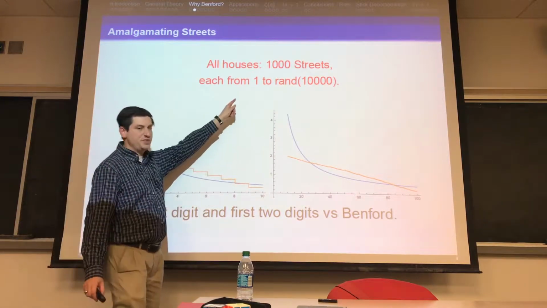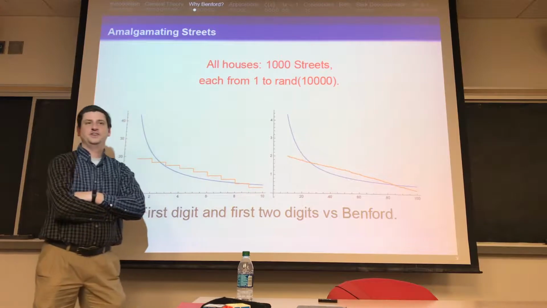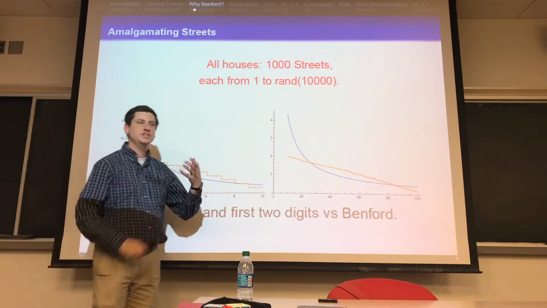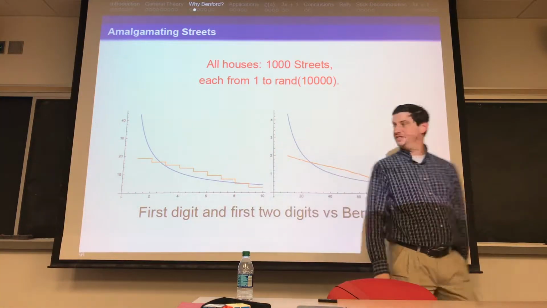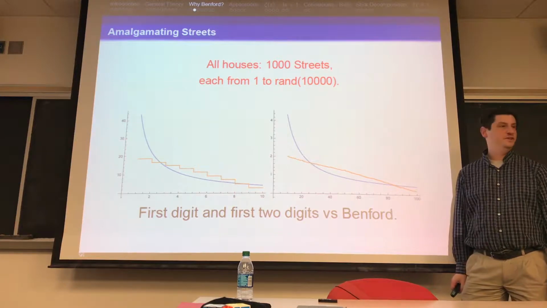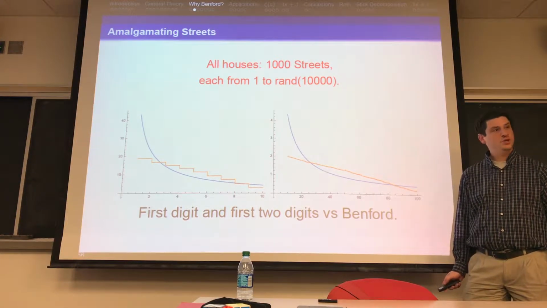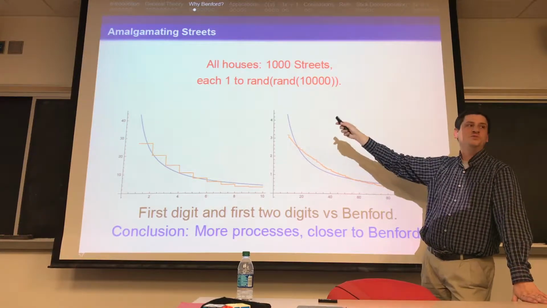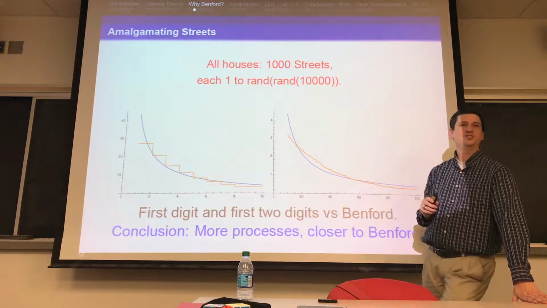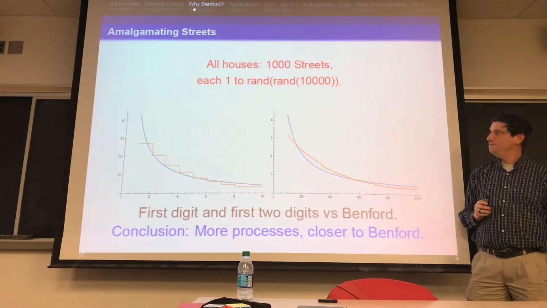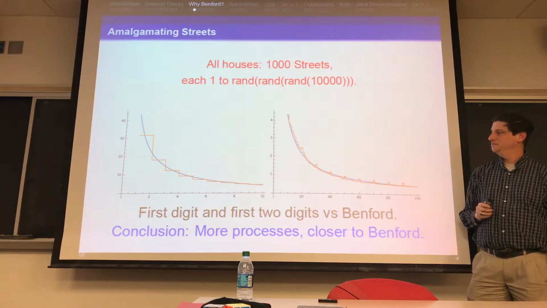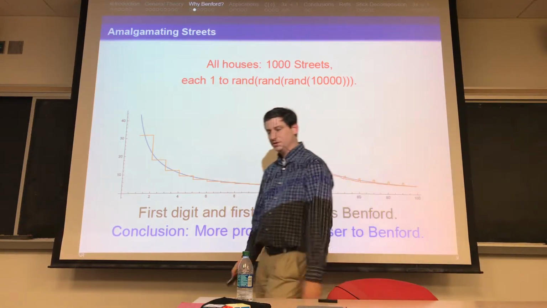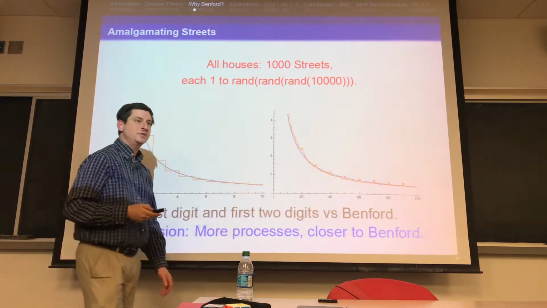But now, I'm going to do 1,000 streets, and each street, I'm going to choose a random number from 1 to 10,000, and that will be the length of the street. So the street length is now going to be a random variable. And if you look at this now, does it look like it's Benford? No, but it looks closer. Now, I will choose a random number from 1 to 10,000, and then I'll choose a random number from 1 to whatever that was, and that will be my street length. So I'll double the process. Now it's not so far off from Benford. And if you do random, random, random, it's now pretty close to Benford. So this is a general phenomenon. The more randomness you have, the more amalgamation you have, typically the closer to Benford you get.